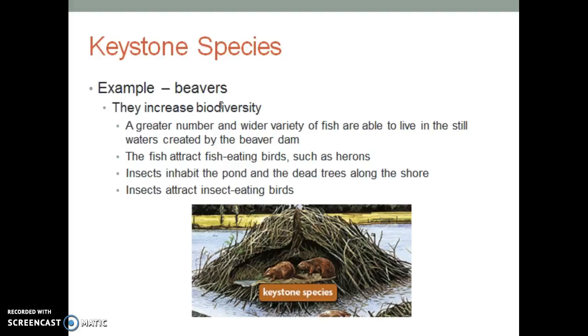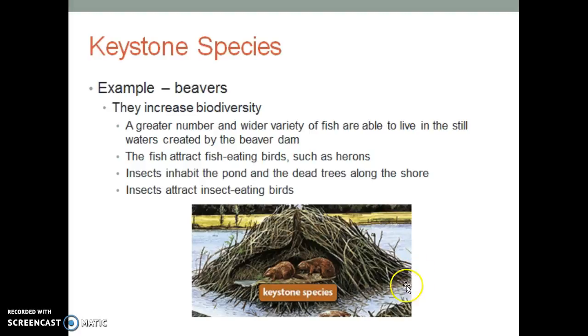So let's check out some ways that beavers increase biodiversity. Well, keep in mind, we know that beavers build dams in water beds, which creates some still water. So there's not going to be a lot of water movement behind the beaver dam. So as a result of beavers, there is a greater number and a wider variety of fish that are able to survive in those still waters. So that means that instead of having, say, 2 species of fish, there could be like 10 species of fish. So there's more types of fish that can survive in that slowed water region.